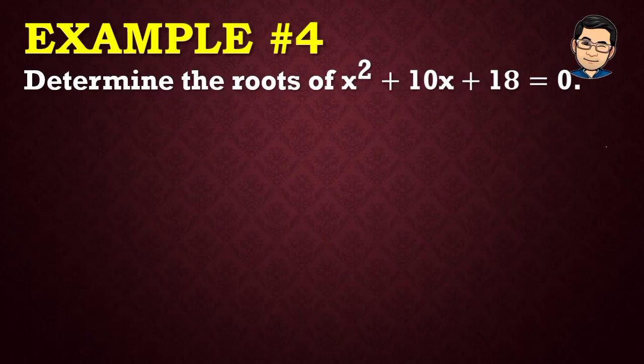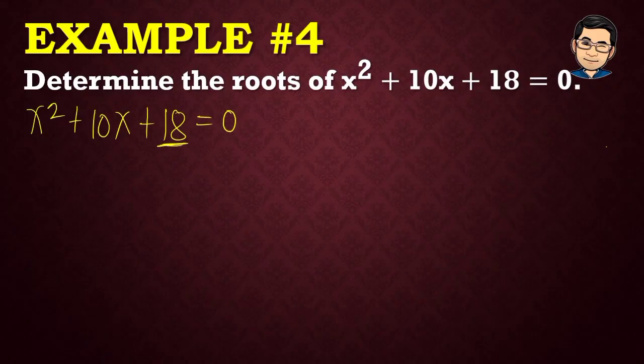Determine the roots of x squared plus 10x plus 18 equals 0. Same steps. Rewrite the equation. Okay. Now, 18, we move it to the right side, plus 10x equals negative 18. This is positive 18, it will become negative.